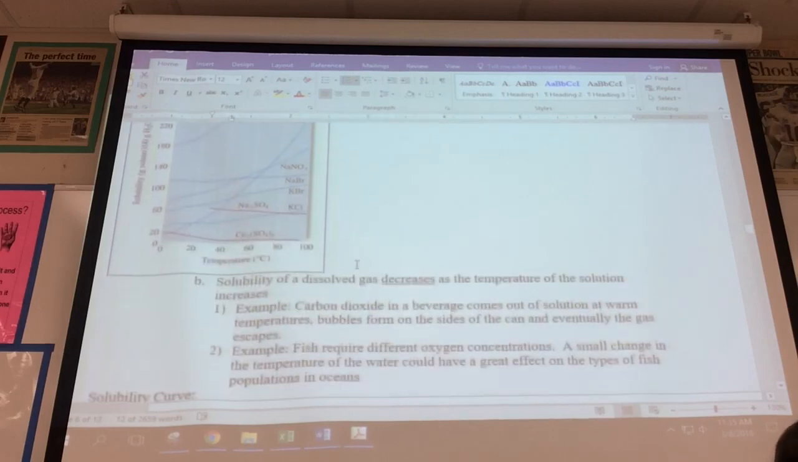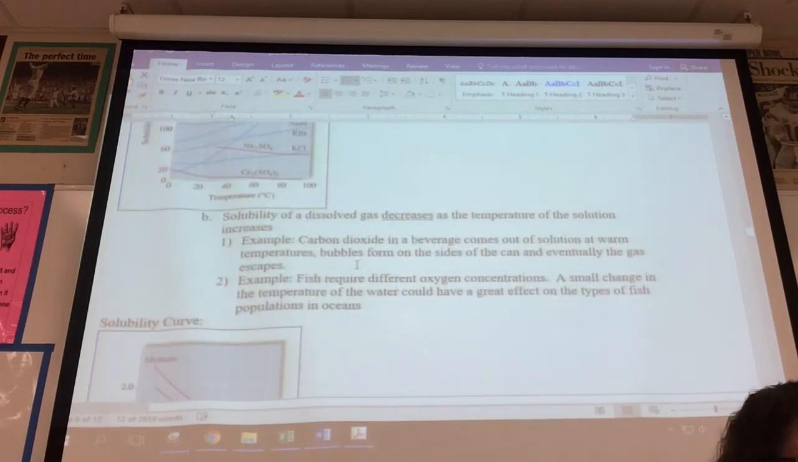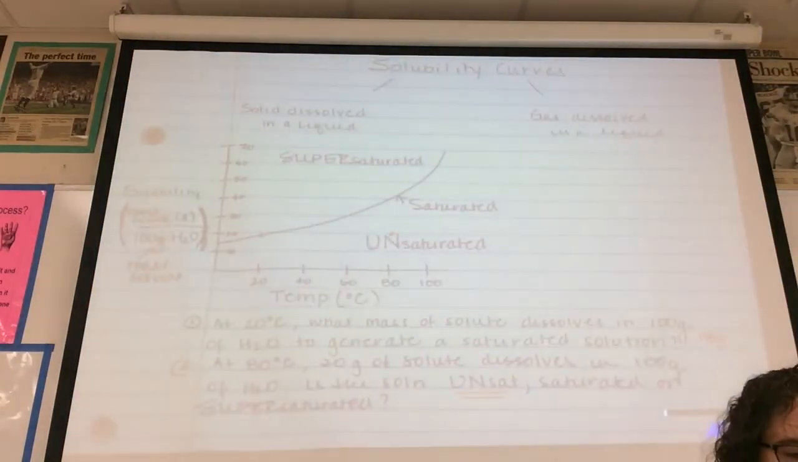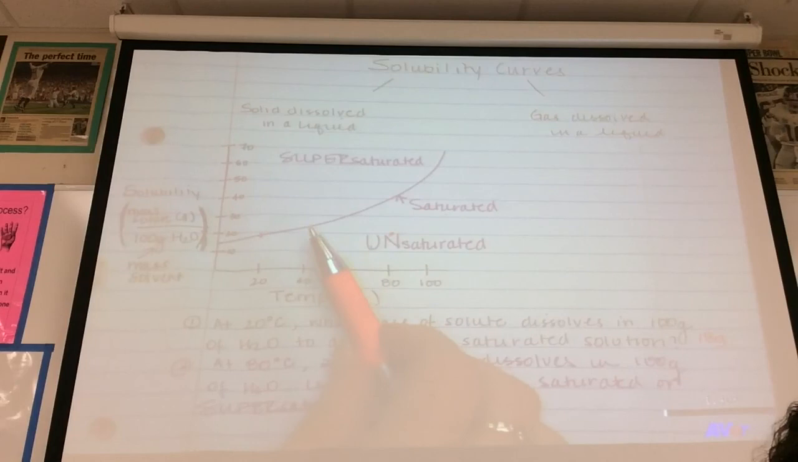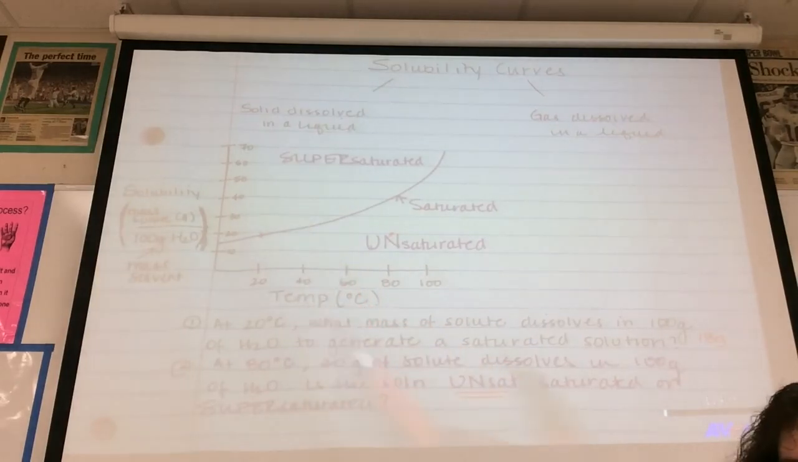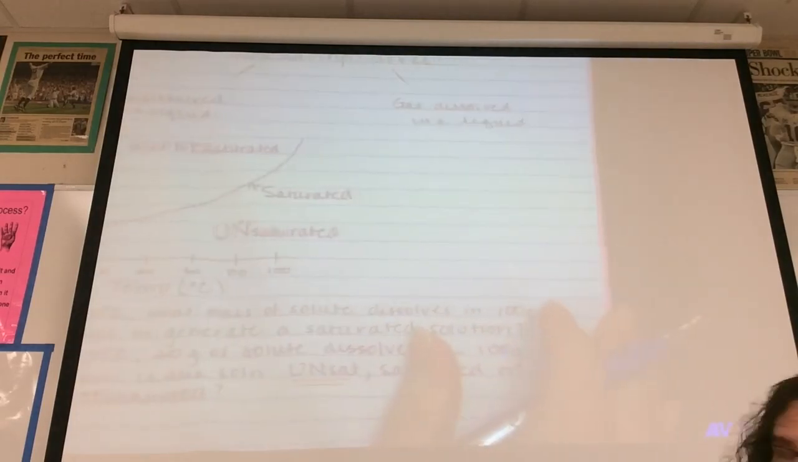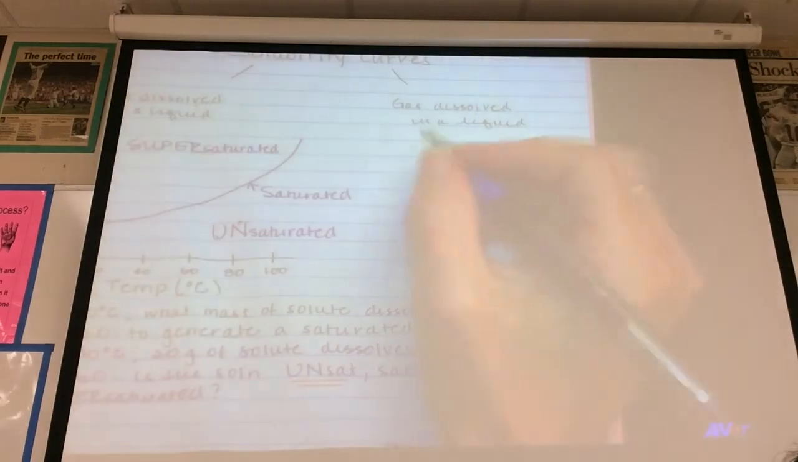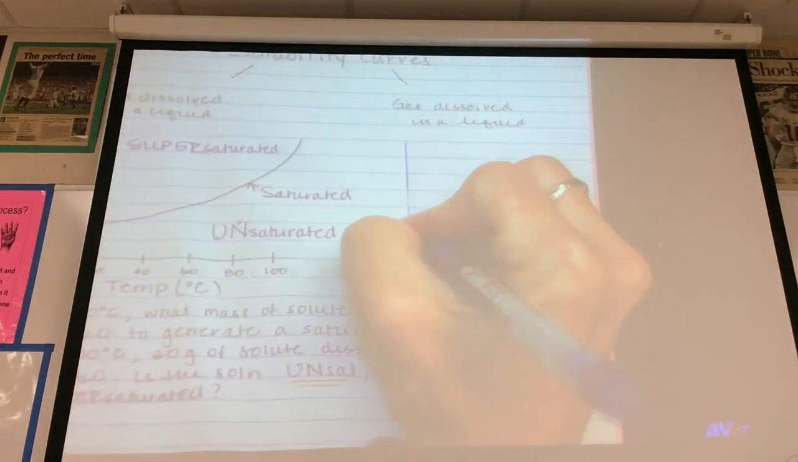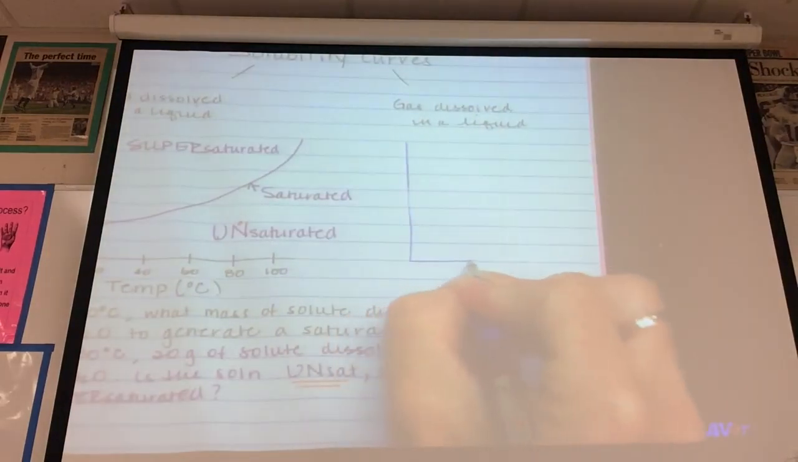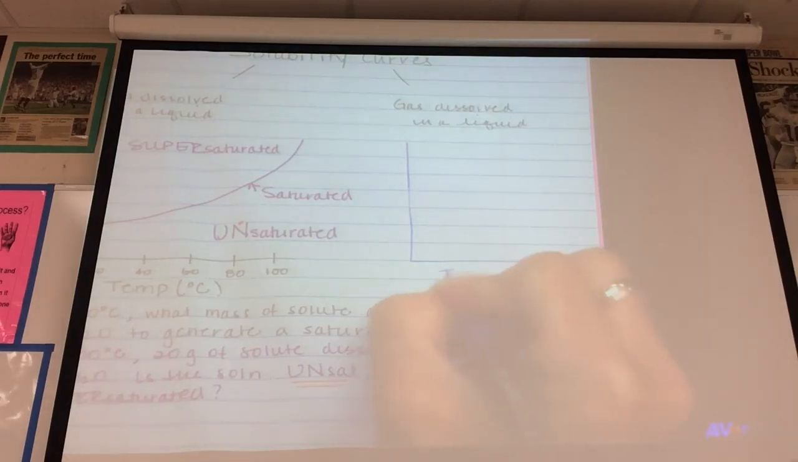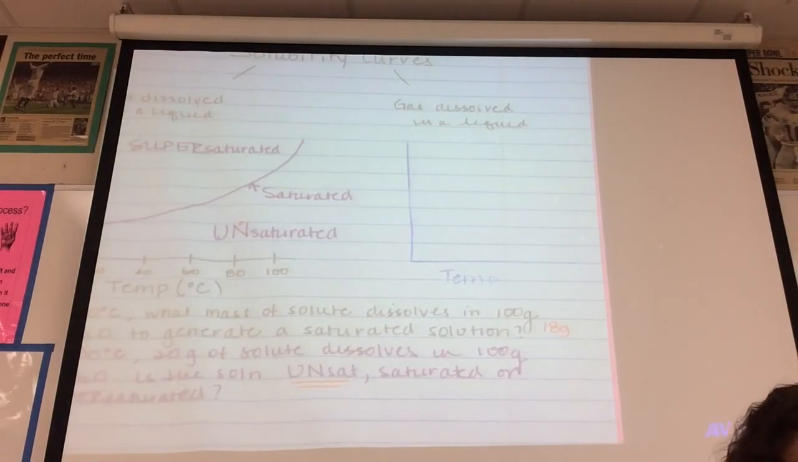Very straightforward. Now in contrast, whereas solids dissolved in liquids show an increase in solubility in most cases with an increase in temperature, that's not what you see with a gas dissolved in a liquid. So if we go over here and we've got solubility versus temperature, that's not a good pen.